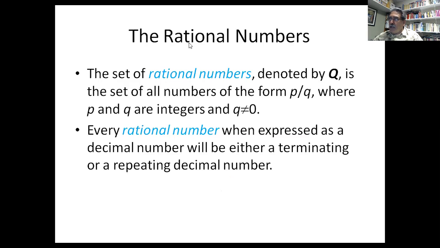Again, what is a rational number? It is denoted by Q, a set of all numbers of the form P divided by Q, where Q is not 0. P and Q are integers. When a rational number is expressed as a decimal, it can be either terminating or keep repeating as a decimal number.